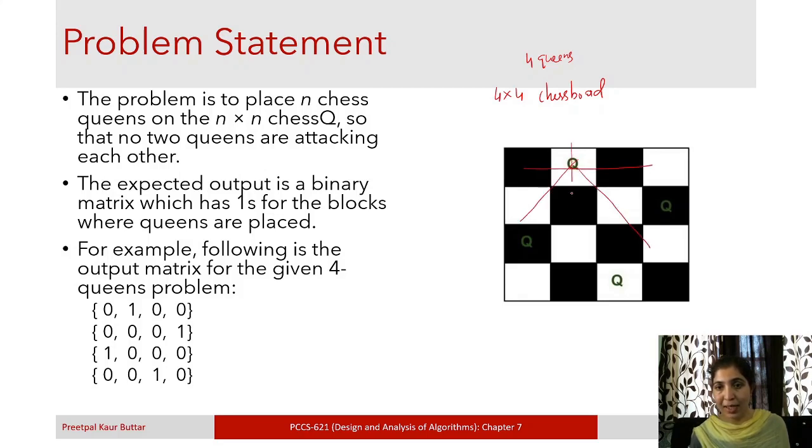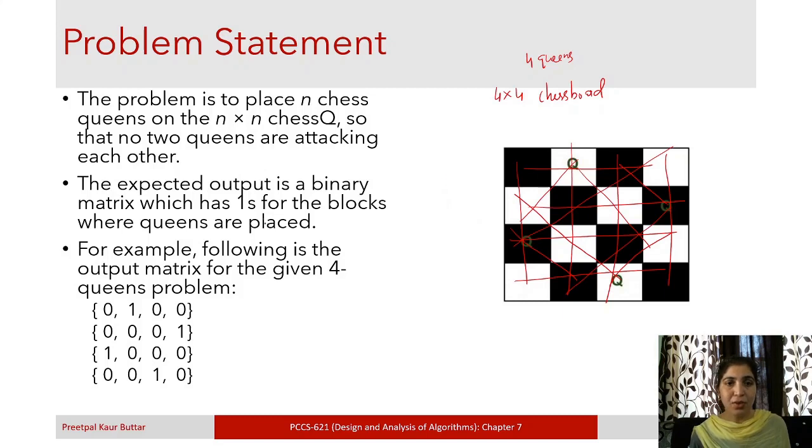it is not attacking any other queen. Similarly, this queen is also not attacking any other queen. If you look at this queen, it is not attacking any other queen, right? Similarly, this queen is not attacking any other queen. So all the 4 queens are placed in such a way that none of them is attacking any other.